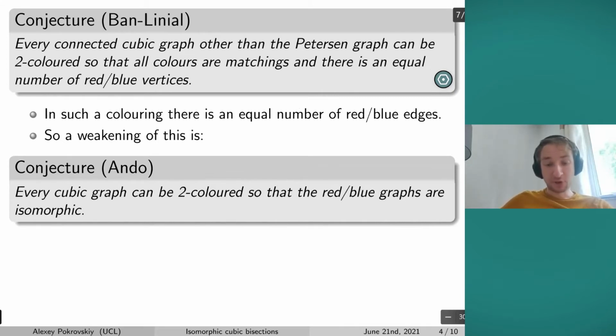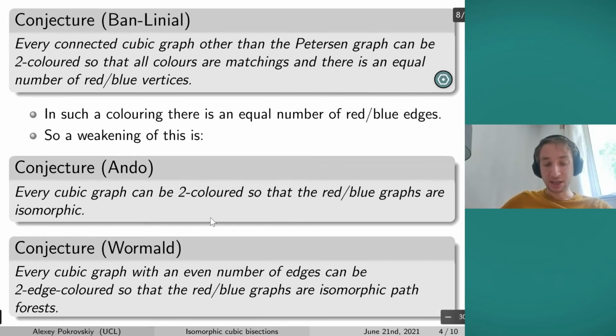One motivation for this is that it's a weakening of the Bán–Linial conjecture. Another motivation is that it's a version of a conjecture which was made earlier by Wormald, essentially an edge coloring version of this. Wormald's conjecture is about two-edge-coloring a cubic graph such that the red and blue graphs are isomorphic again. And Wormald asks for a bit more. It doesn't just ask them to be isomorphic, but asks them to also be path forests. So that's the second motivation for Ando's conjecture.